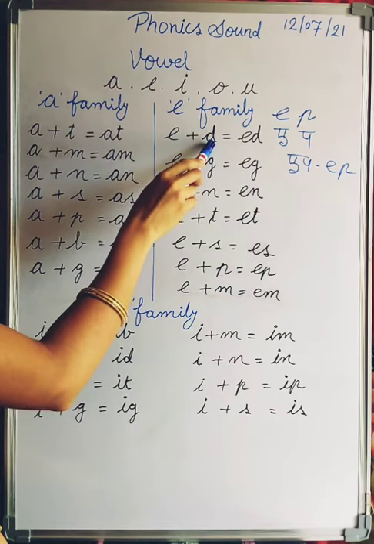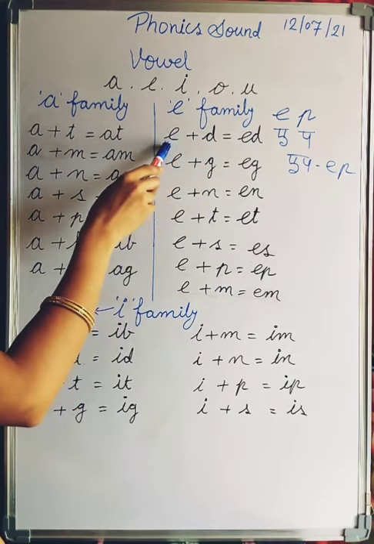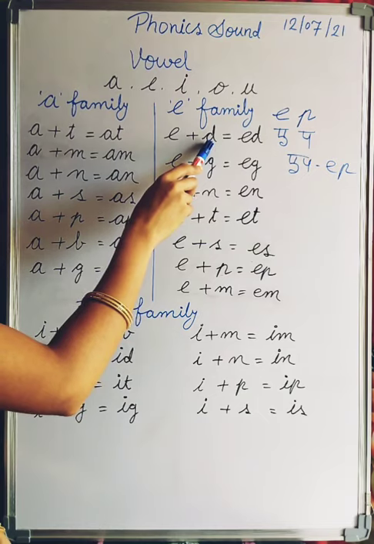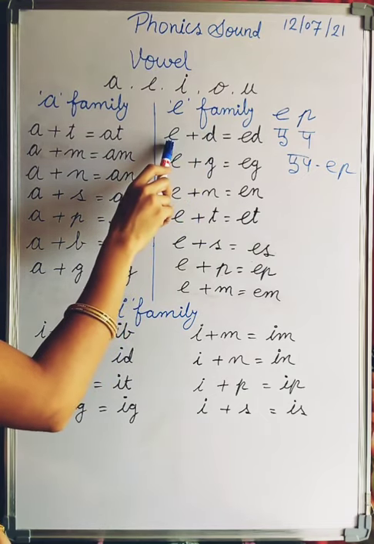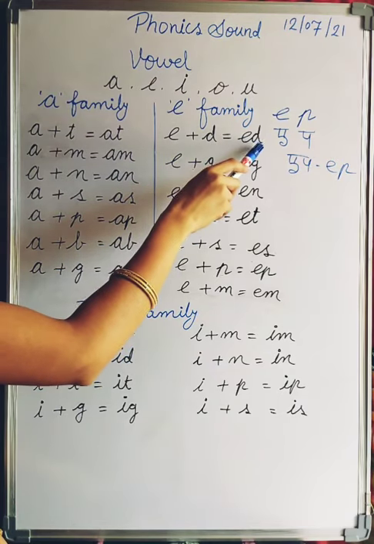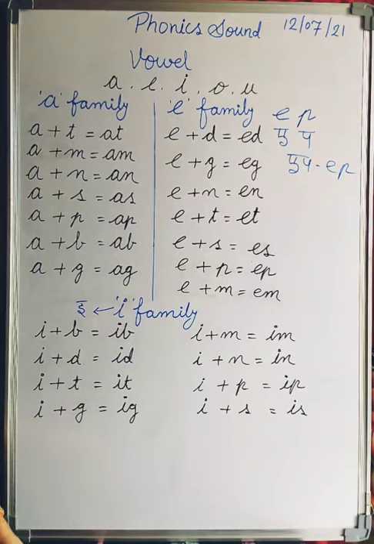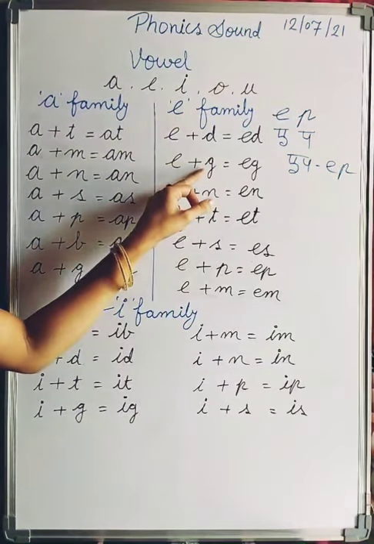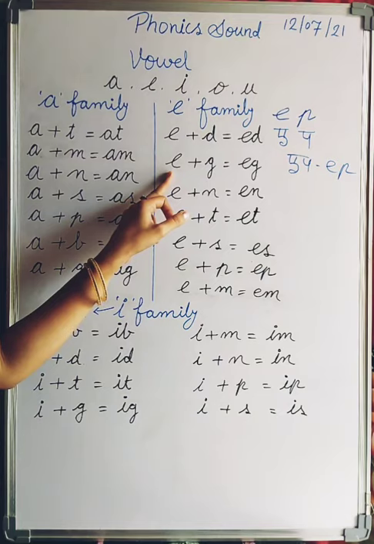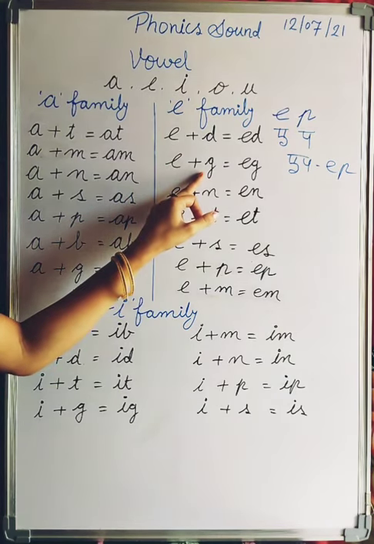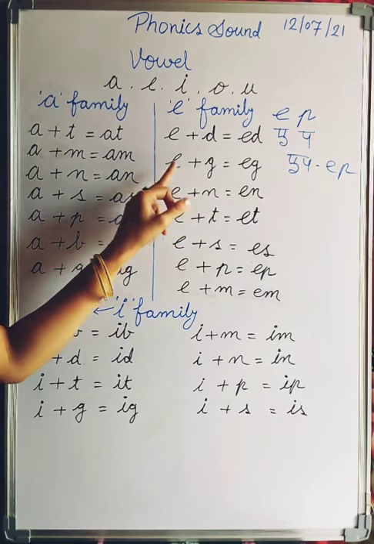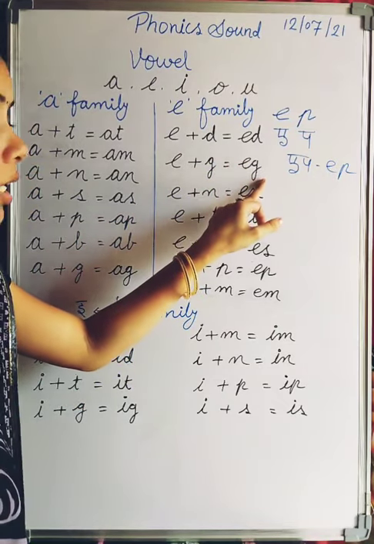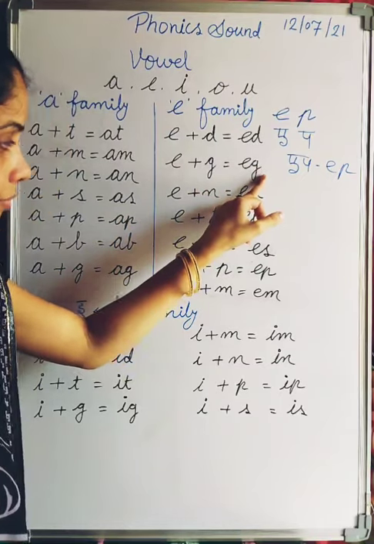E, D. This E makes the sound like A. And this D makes the sound like D. A, D, add. E, D, add. Then, E, G. Sound of this letter E is A. And G makes the sound G. A, G. Egg. E, G, egg.